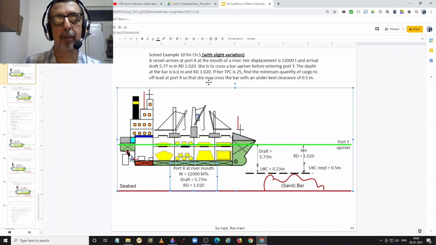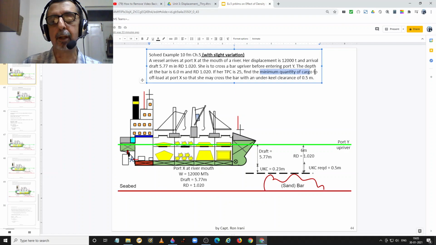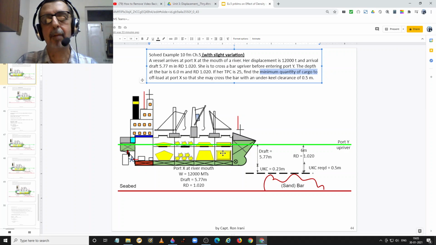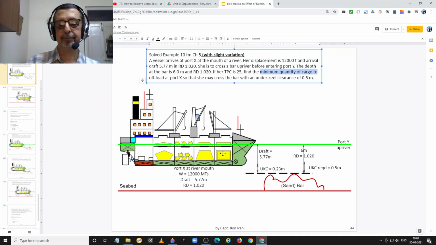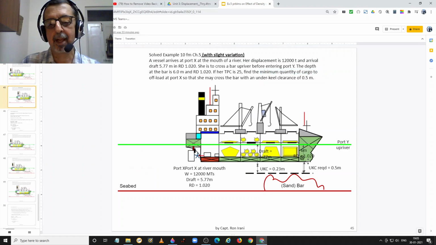Now, as per the problem, they want her to discharge some minimum quantity of cargo. In fact, you can even pump out ballast in this case because she's got ballast as well as she's got cargo. So in effect, what it means is that you have to reduce your deadweight, whether it is actually ballast or whether it is cargo. But since the problem says cargo, we will talk about cargo. Now, go to the next slide, you will see that she is now over the bar and you have to have an underkeel clearance of 0.5 meters.